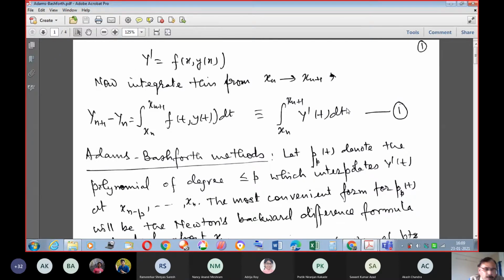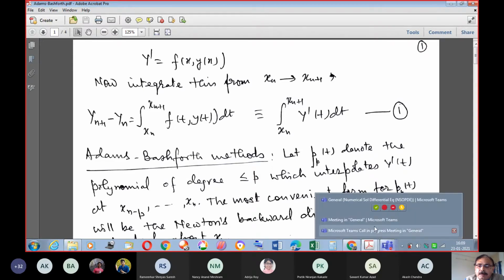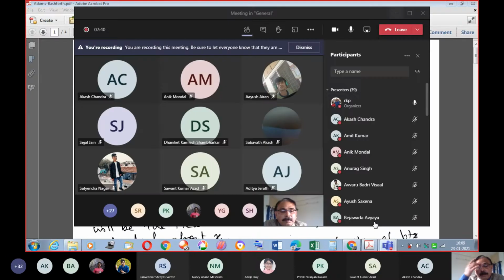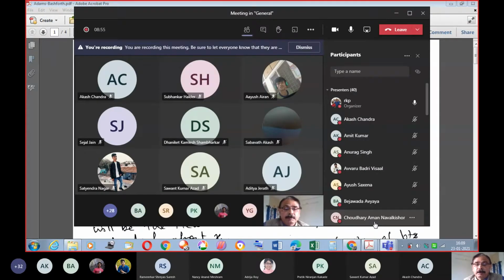Now, what we'll do here: basically, y prime is a function of t, so we'll try to replace this, or in other words, in actual mathematical terms, we'll try to approximate this function as a polynomial. Let me first remind you a bit of the things from your interpolation.